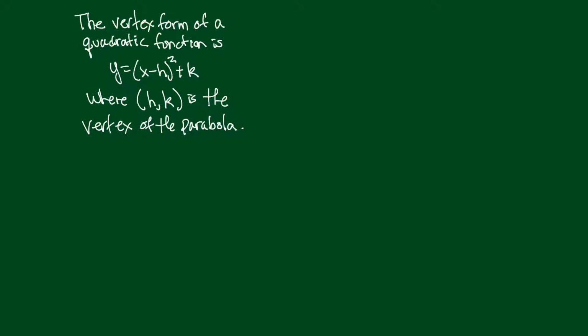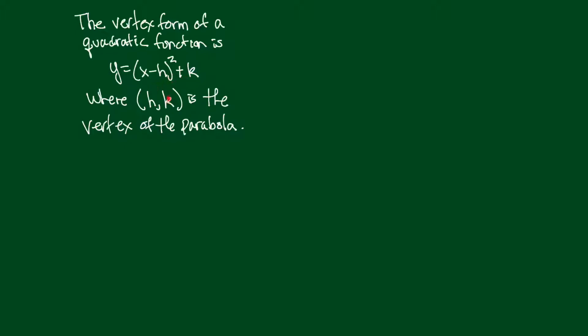Here is the standard definition of the vertex form of a parabola. The vertex form of a parabola is this form right here. Now that's the form we had in our last discussion, right? We had x minus 2 squared minus 9.